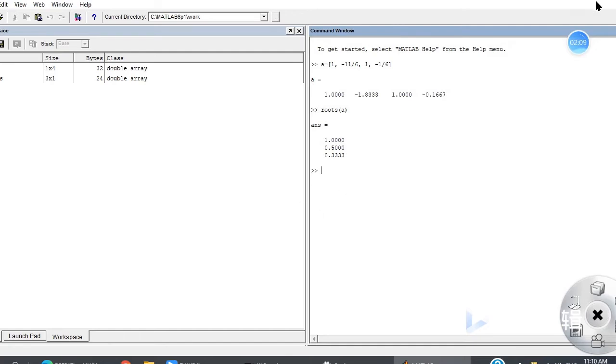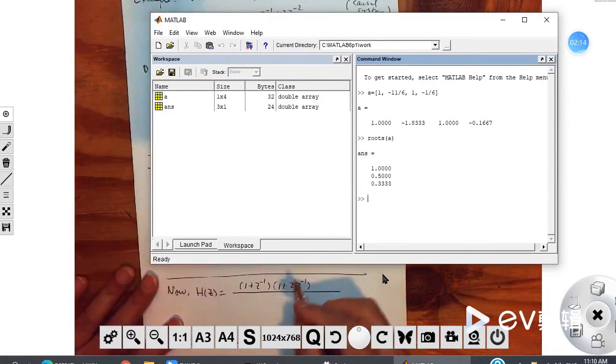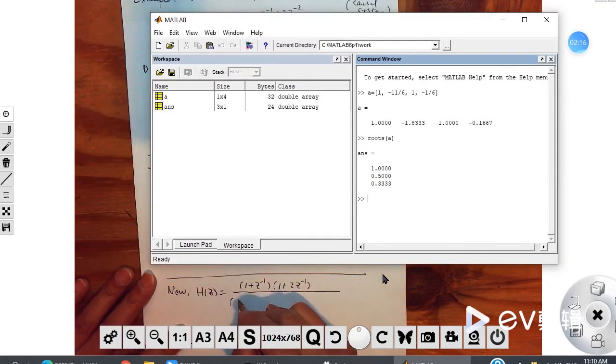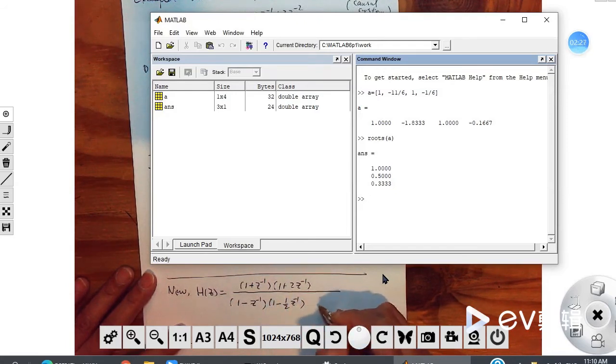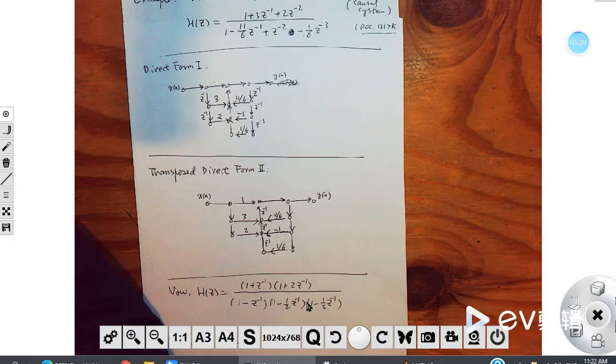So it will be, copy. It is 1. So this is 1 minus z to the negative 1. Right? The root is 1. And second is half. It's 1 minus 1 half z to the negative 1. And the third one is 1/3 z to the negative 1. It will be this. Separate them in this way. Then we can give the structure with more choice. Okay, that'll be the next example.